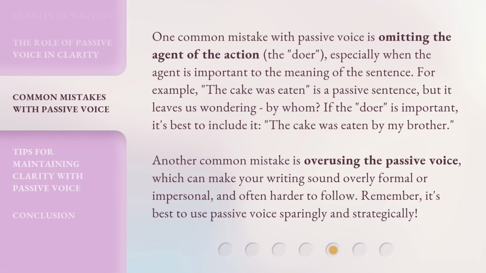One common mistake with passive voice is omitting the agent of the action, the doer, especially when the agent is important to the meaning of the sentence. For example, "the cake was eaten" is a passive sentence, but it leaves us wondering, by whom? If the doer is important, it's best to include it. The cake was eaten by my brother.